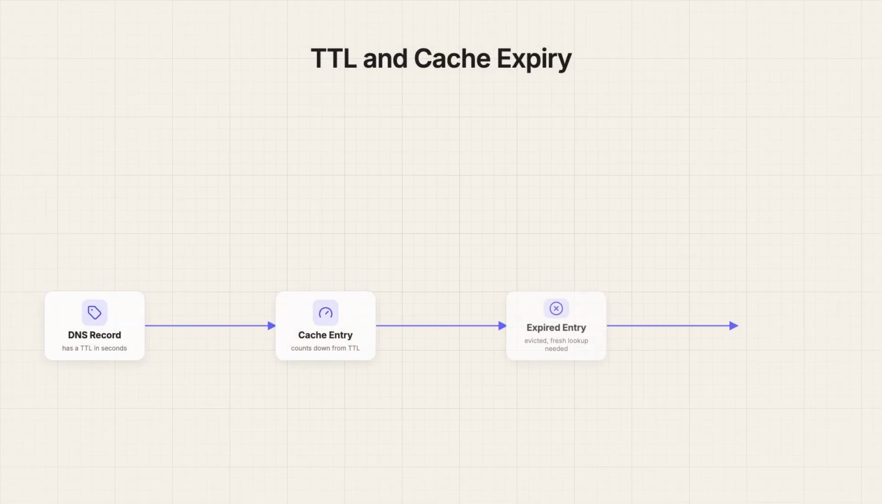Every DNS record carries a TTL, or time to live, measured in seconds. A TTL of 300 means caches may hold this record for 5 minutes before discarding it. Once the TTL expires, the cached entry is removed, and the next request triggers a fresh lookup all the way to the authoritative server. Domain owners balance low TTLs for flexibility against high TTLs for speed and reduced resolver load.